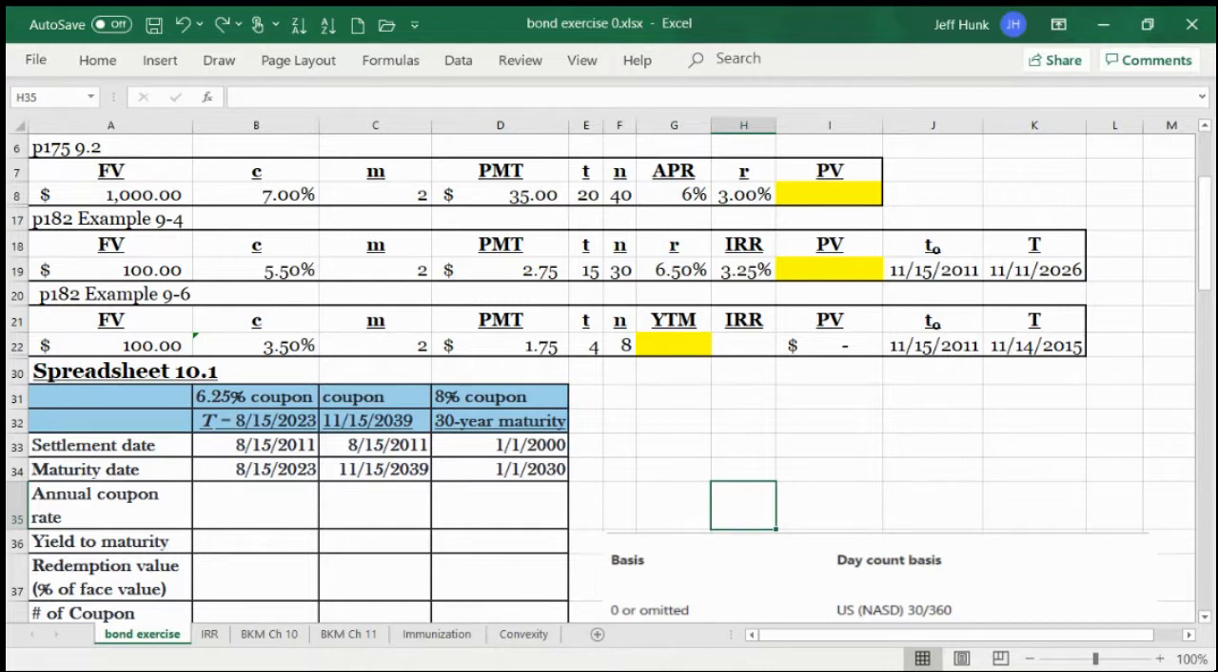Now, first of all, you will find this file in the topics folder, right? The Excel file labeled bond exercise 0.